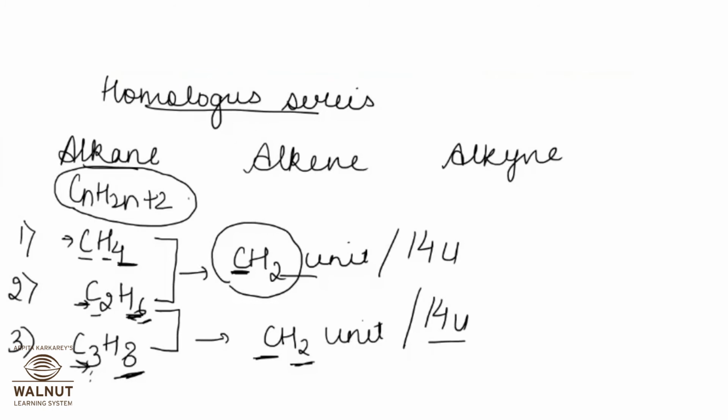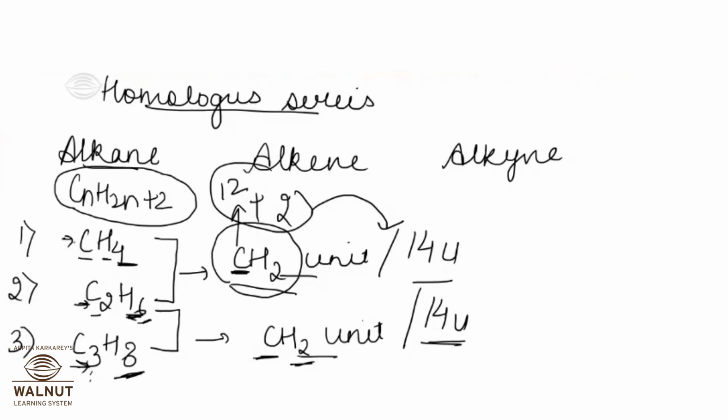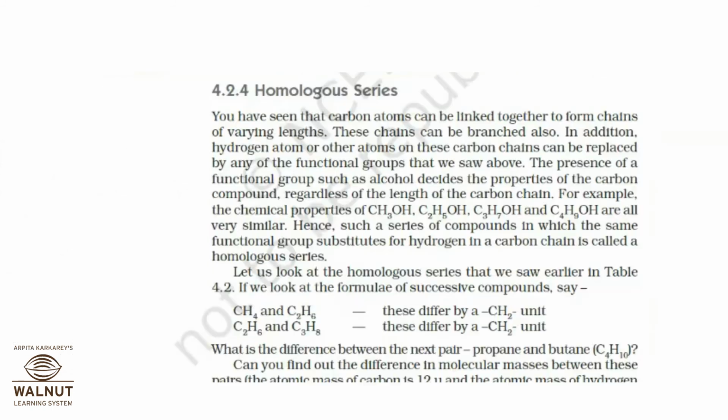Yes, good. 14 is 12 of carbon plus 2 of hydrogen. That is how 14 is coming. So you can write it in terms of CH2 unit or you can write it in terms of mass, 14 U. And as you move ahead in the homologous family member, like you are going from 1 carbon to 2 carbon, then to 3 carbon, 4 carbon and 5 carbon, can you see the number of carbon is increasing when you are moving from 1 to 2, 2 to 3, 3 to 4?